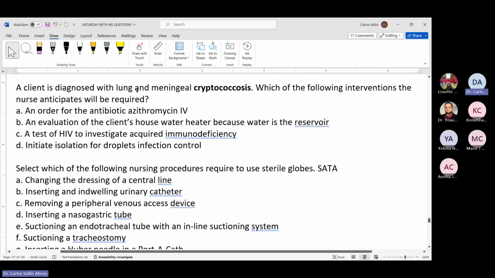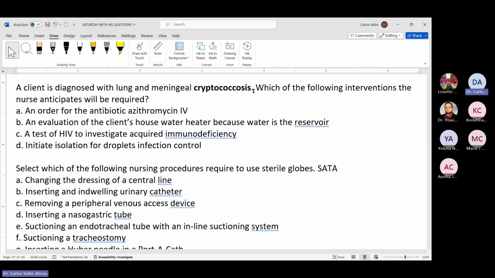A client is diagnosed with a lung and meningeal cryptococcosis. So another weird question, another topic that somebody could have in their exam. Cryptococcus is a fungus. This fungus can affect mainly any part of the body, but especially the lung and the meninges. But this fungus rarely affects normal people.